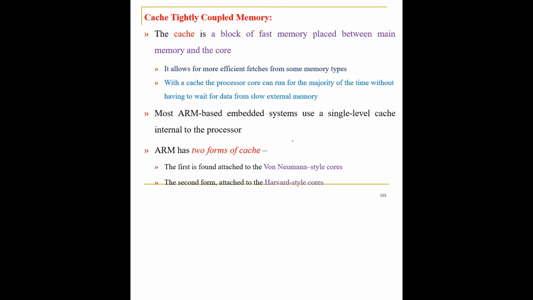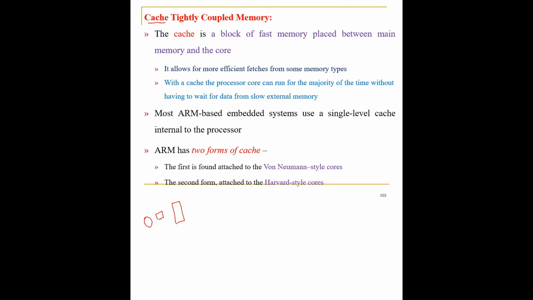Going to the very first one, that is cache and tightly coupled memory. We have studied what cache is. Cache is a small memory which is placed in between the main memory and the core. Say you have a processor here and main memory here, where your instructions and data are stored. You can place a very small memory, called cache memory, very close to the main memory. This small memory is called cache memory.